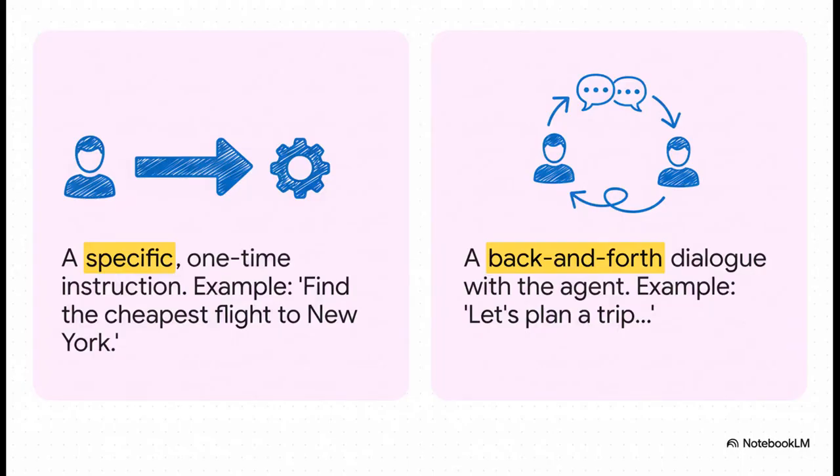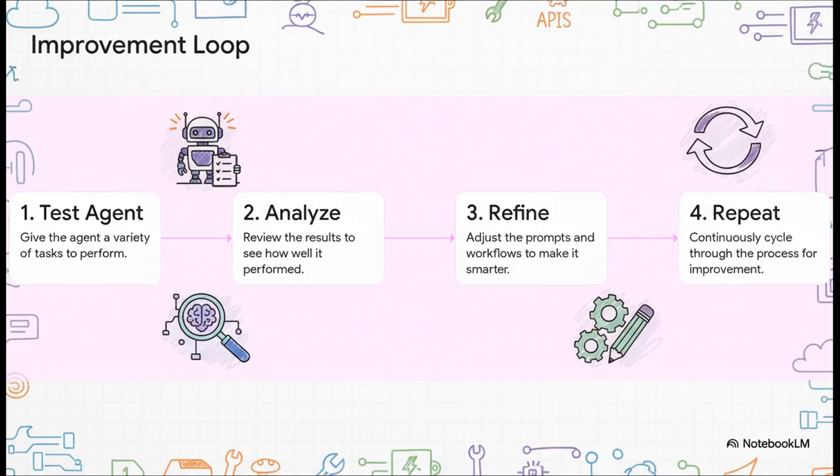And how you kick off that whole workflow can be different too. You can give a direct, one-time command like, find the cheapest flight to New York. Or you could start a more conversational back-and-forth chat. The best agents, they're designed to handle both. And building an agent is never really a one-and-done thing. It's all about this, the improvement loop. You test your agent with some tasks, you look at the results, and then you go back and tweak its instructions and workflows to make it smarter. You just repeat this cycle and your agent gets better and better over time.